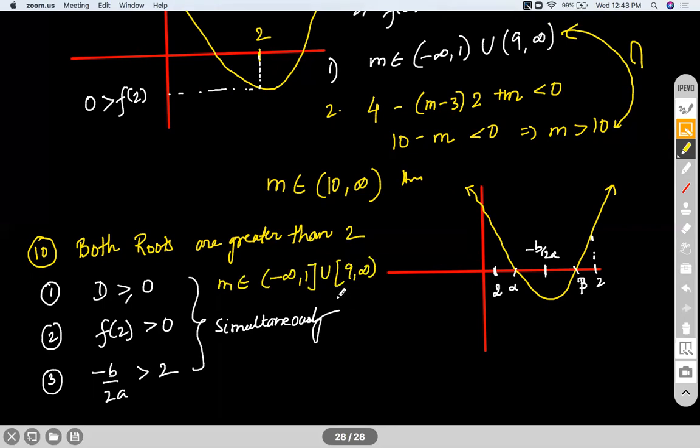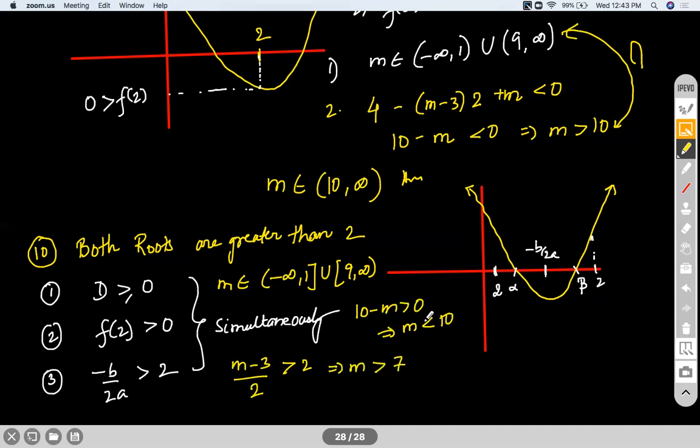F of 2 greater than 0. I think F of 2 we have found out earlier, right? That was 10 minus M. So 10 minus M should be greater than 0. That means M should be less than 10. And minus B is M minus 3 by 2A, which is 2. That should be greater than 2. That means M should be greater than 7.